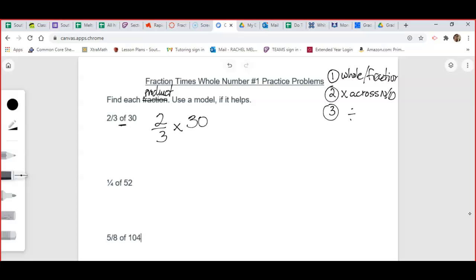Change whole to a fraction. Okay, so that is just over 1, right? Okay, so Alex E., what do I do next? You multiply them. Okay, good. So everybody, what's 2 times 30? 60. Very good. Okay, and 3 times 1 is? 3. Very good. Mute yourself. All right, Lyric, what do I do next?